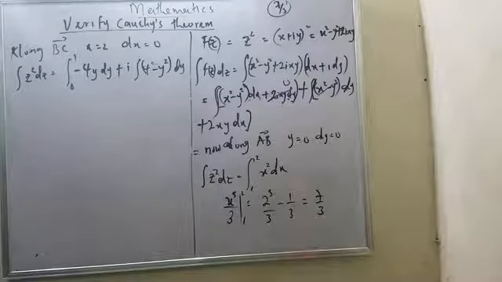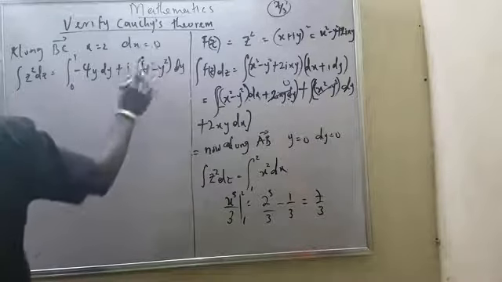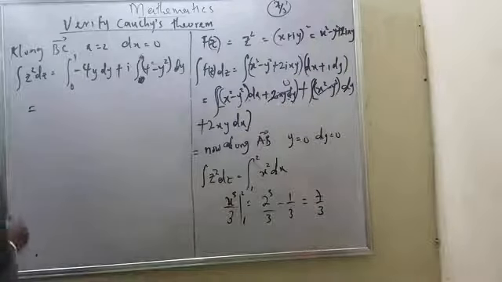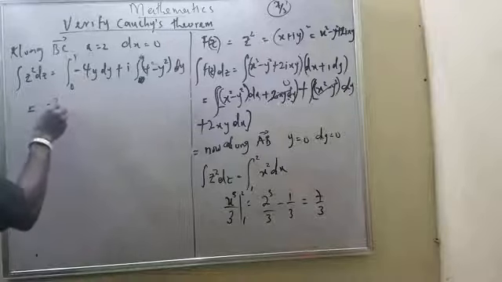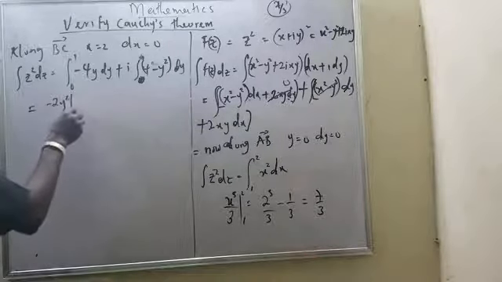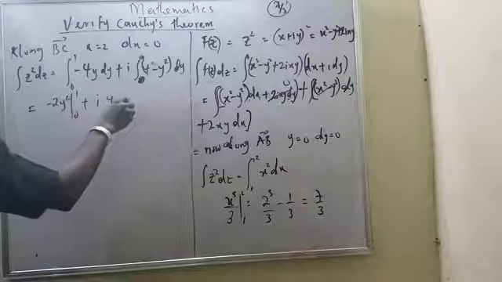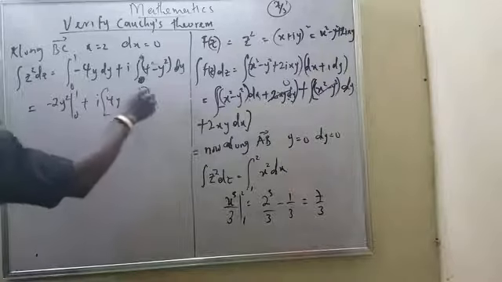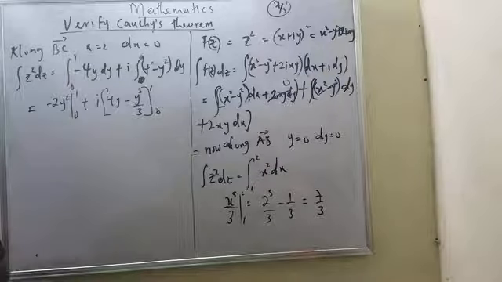Now, since I have it this way, we are running a limit of 0 to 1. Now, what can I have here? With this, I'll be having minus 2y squared from 0 to 1 plus i times 4y minus y cubed all over 3 from 0 to 1. Now, once I have this, this one will give me minus 2.